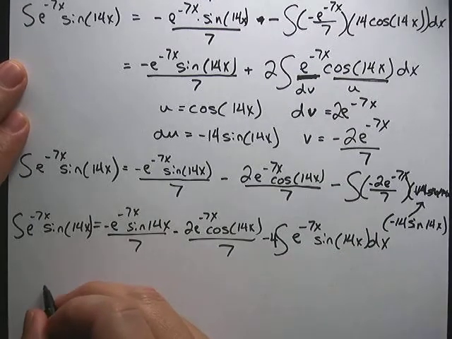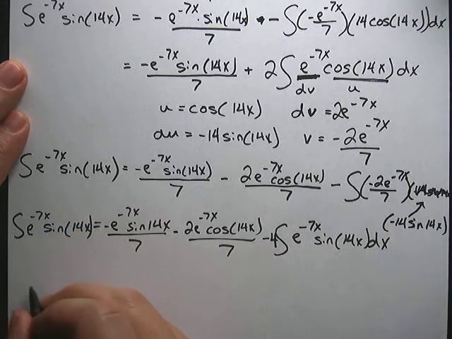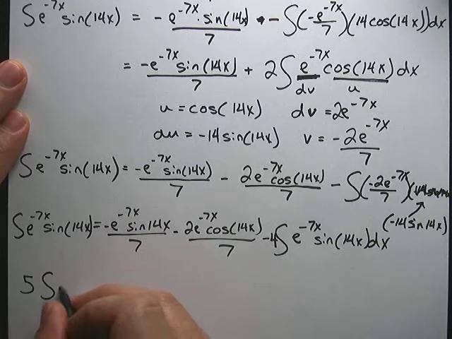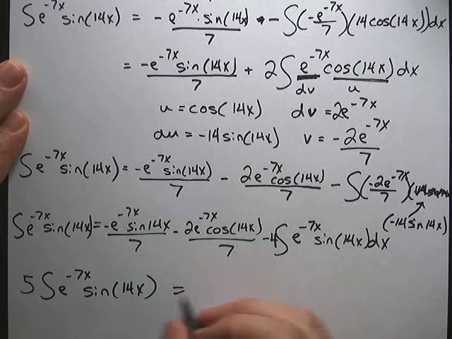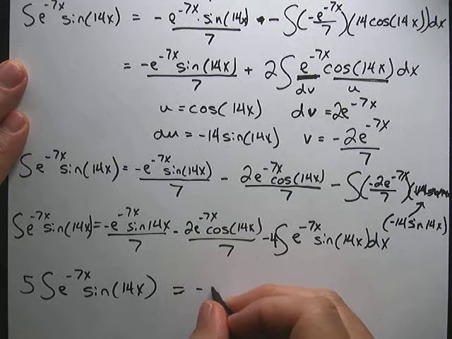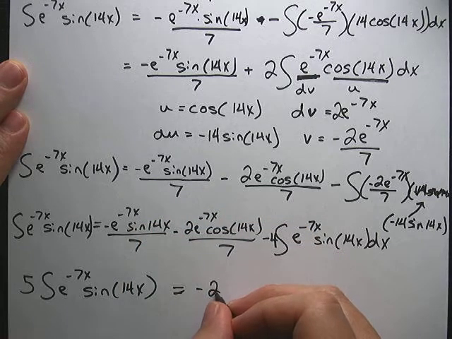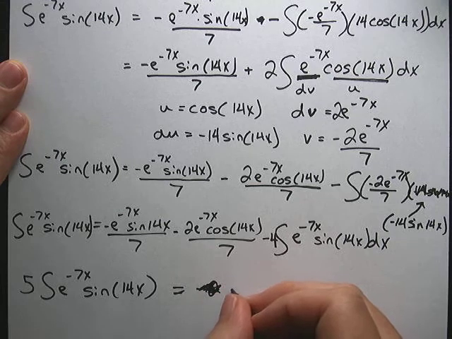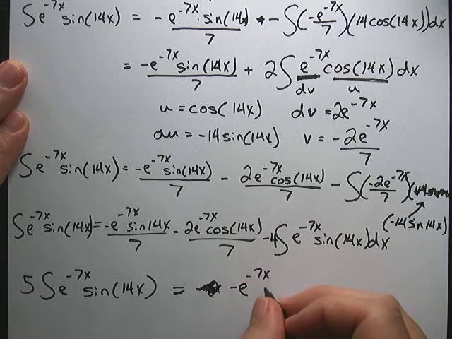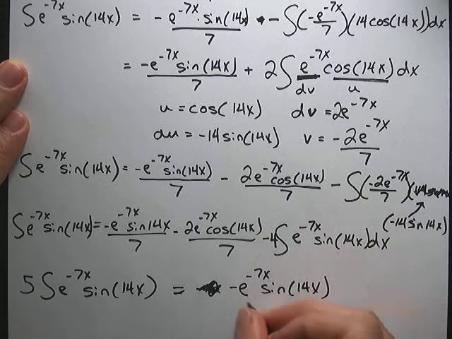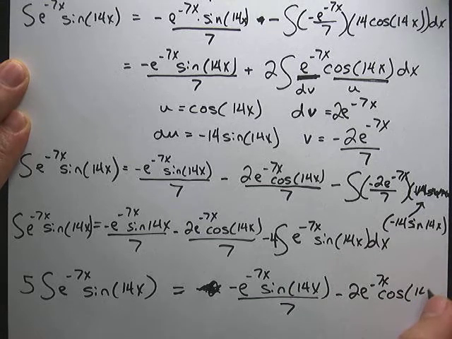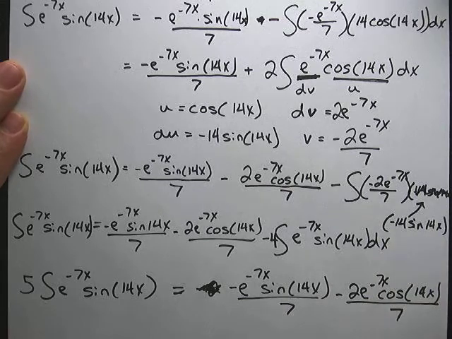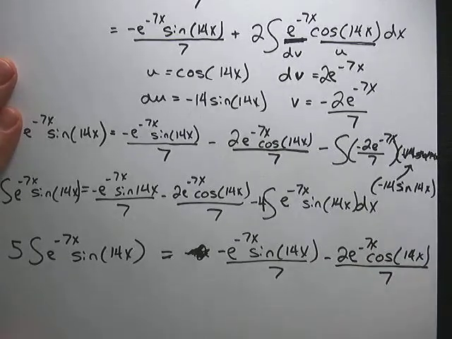So this over here would become, when we add this term to this side, it would become 5 of the integrals of e to the negative 7x sine of 14x equals, I can write a little bigger now, I've got less terms, negative, oops, I forgot the first term, start over, e to the negative 7x sine 14x over 7 minus 2e to the negative 7x cosine of 14x over 7. Okay, so it's almost done now, because we have no more integrals over here. We moved them over to the other side.